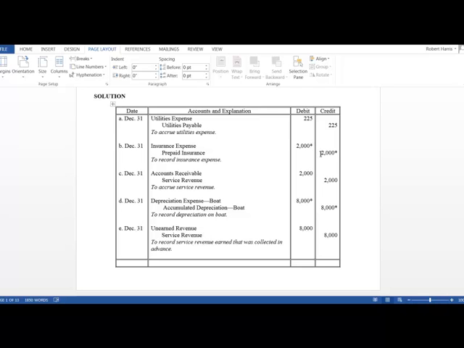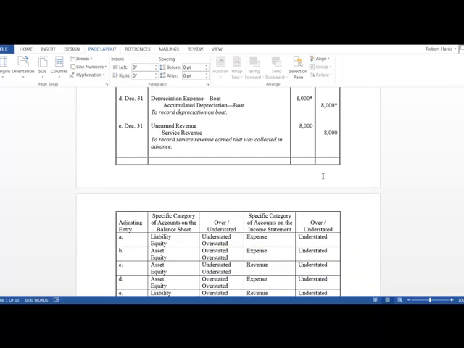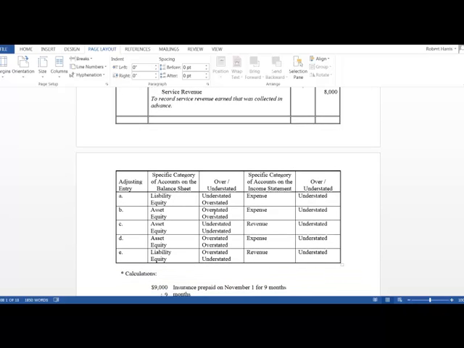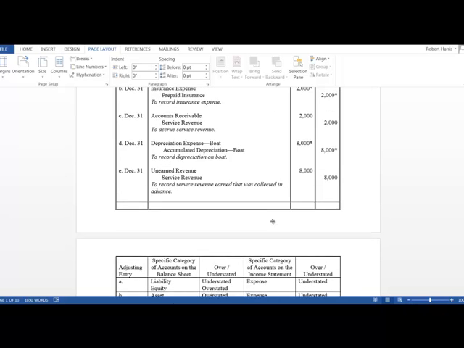And our assets would also be overstated if we forgot to make this, because that means we would have not reduced them. Okay? So we can go back here, and you can pause the screen at any time if you want to go back and revisit these.